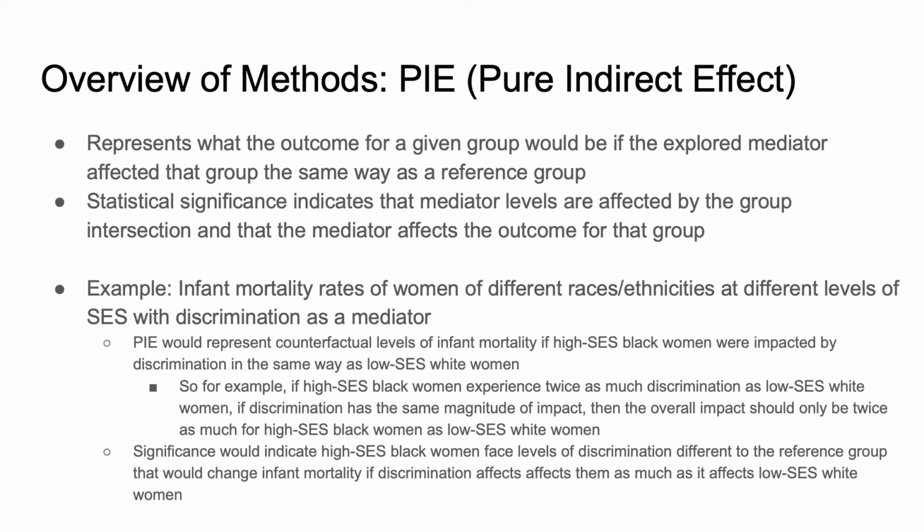If statistical testing of PIE showed significance, this could indicate that high SES Black women would have different rates of infant mortality compared to low SES white women, attributable to differences in level of discrimination, independent of the impact that discrimination itself has.